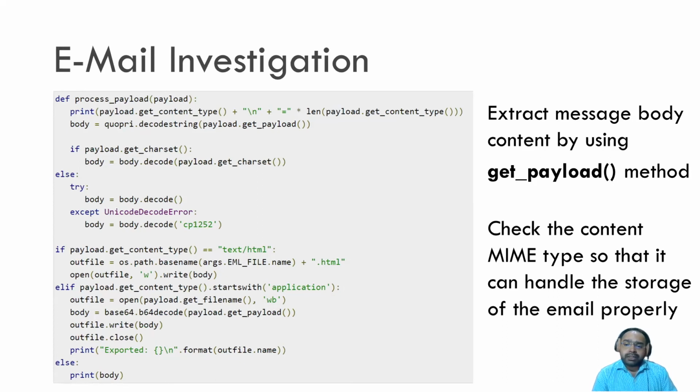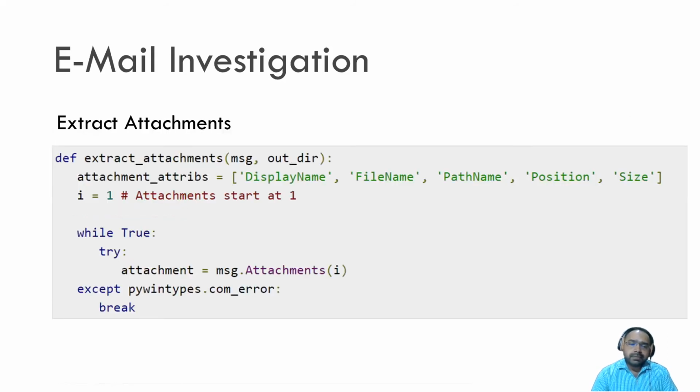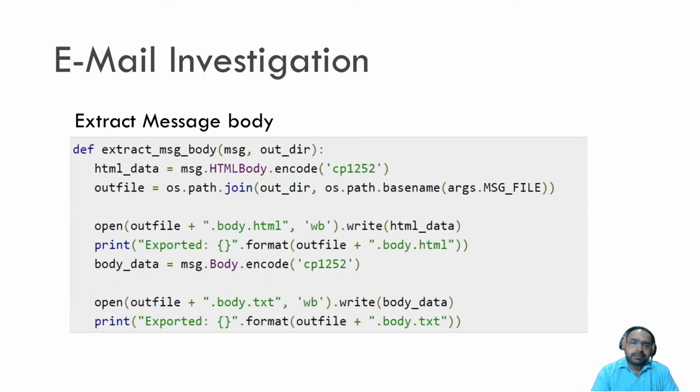So depending on your requirement, we can handle only certain types of data, and we can handle the storage. If we don't want to handle the video data, then just ignore that part. So that's a very good part of this code. You can check the MIME type and you can handle the storage. Then you can also extract the attachments using just a small Python code mentioned here. Then you can extract the message body as well.